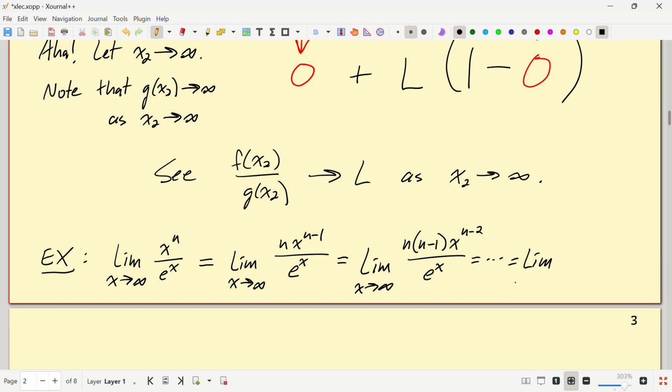And I eventually would do it until I got n factorial, a constant, over e to the x. And you know that e to the x goes to infinity because e is bigger than 2. And so e to something big would be like 2 to the n, which we know from earlier goes to infinity. So this one is equal to 0. And this is the starting point. Start here.